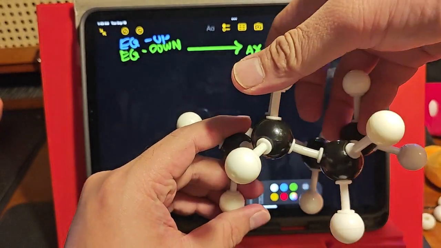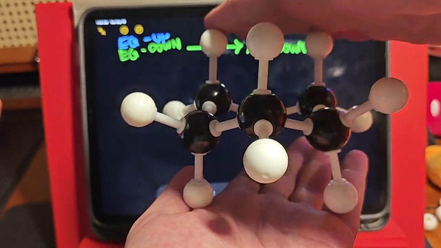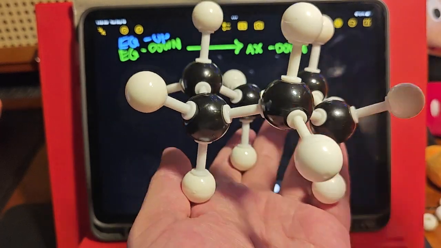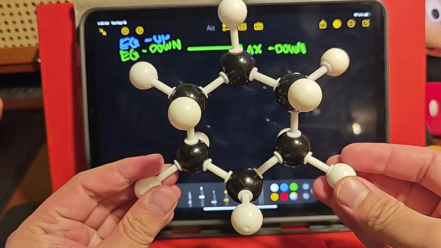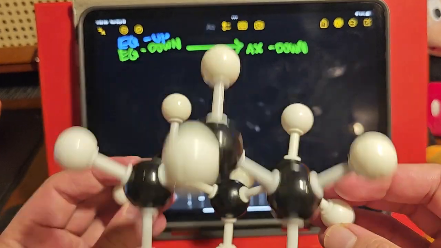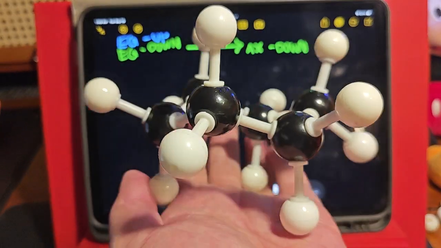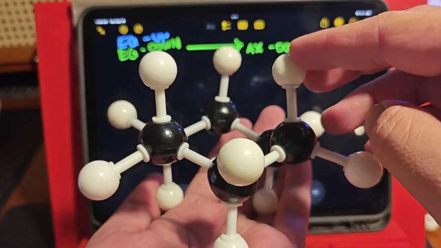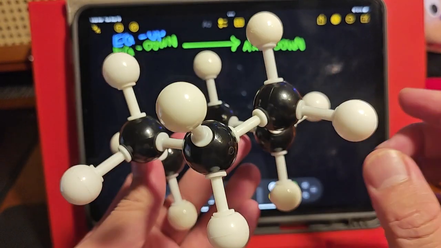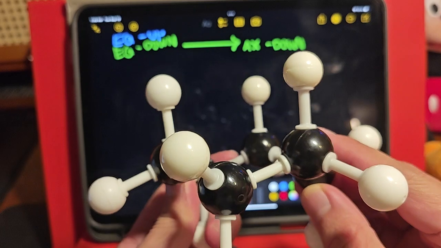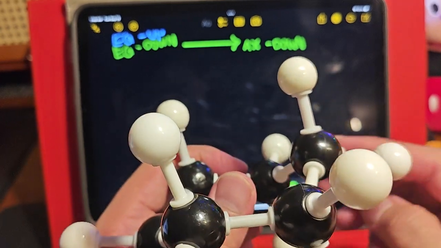At the same time, you'll have components going vertically up or vertically down, which are your axial components, and you'll have these little components that are radiating outwards of the ring, your equatorial components. Okay, so there. Once you have this plain cyclohexane, this time the hydrogens are no longer color-coded, everything's just black and white. I want you to look for the headrest.